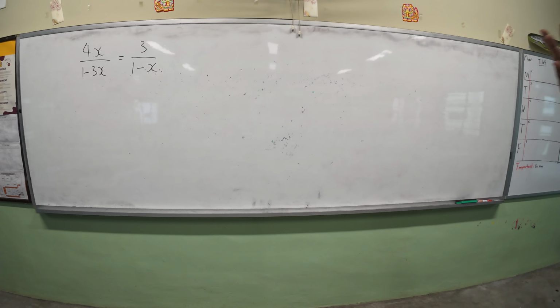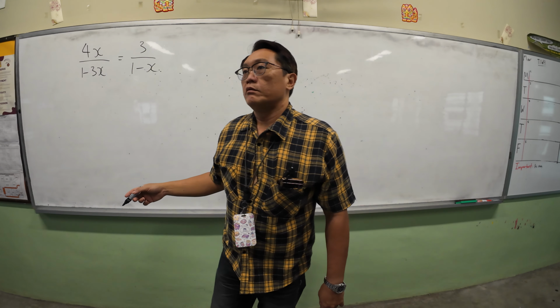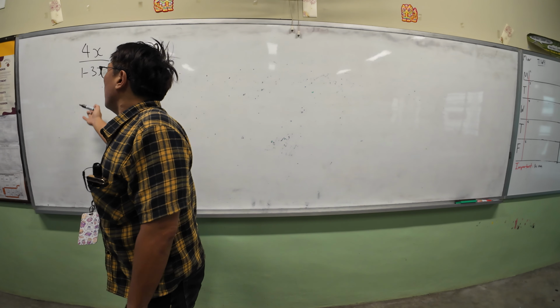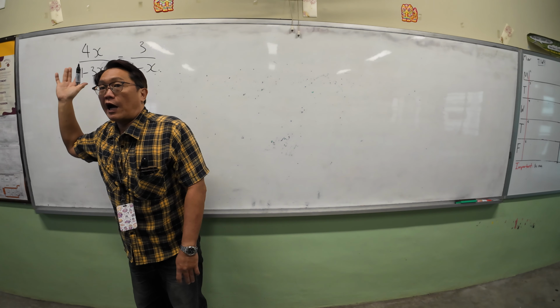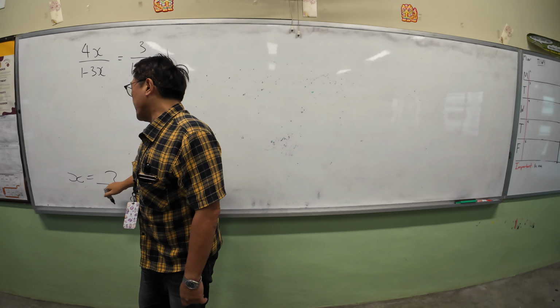Okay, what is the final step? Final step, bracket. No, final step. X equals to 1. Okay, that is our final step.